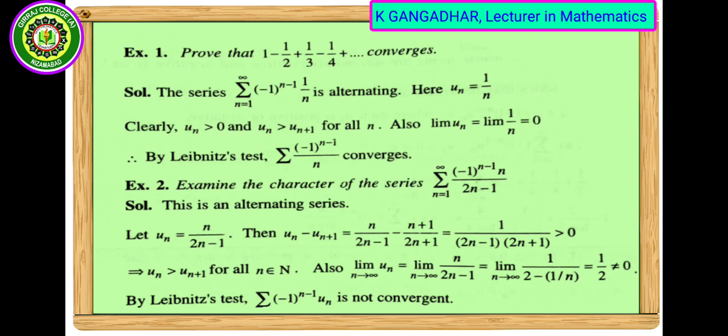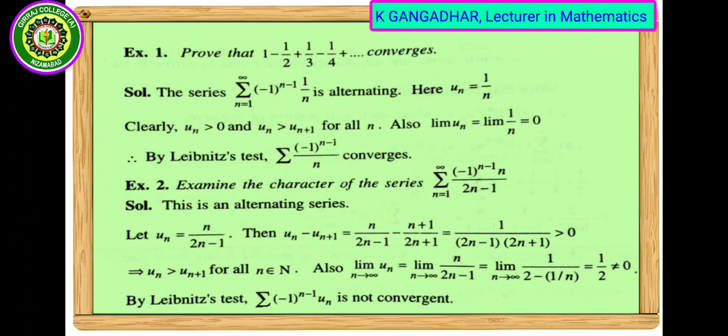So here we apply the Leibniz test. The Leibniz test statement is first u_n is decreasing and limit u_n equals 0. Then we say that the given alternating series is convergent. First u_n value is 1 by n. So 1 by n means the values of u_n are 1, 1 by 2, 1 by 3, so on. So we say that it is decreasing.